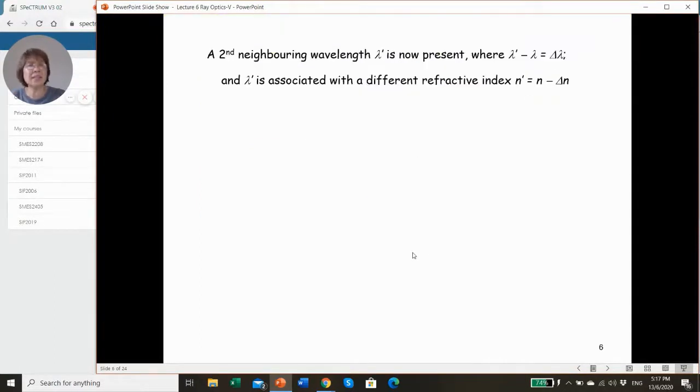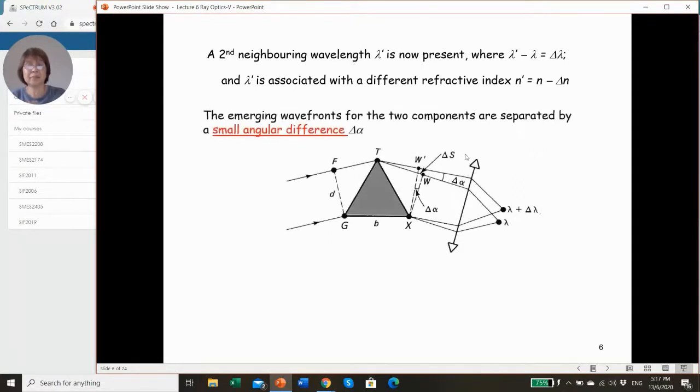Let's consider a second wavelength, lambda prime, close to the first wavelength lambda, and the difference is given by delta lambda. And lambda prime here would then be associated with a different refractive index given by N prime, and that equals N minus delta N.